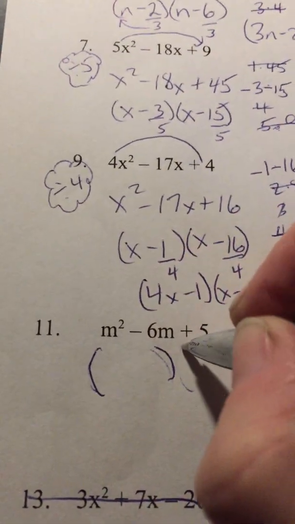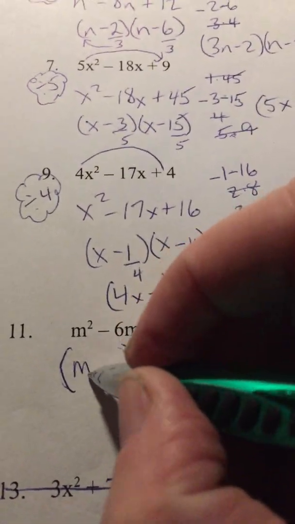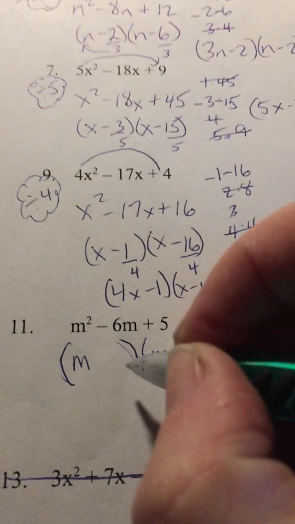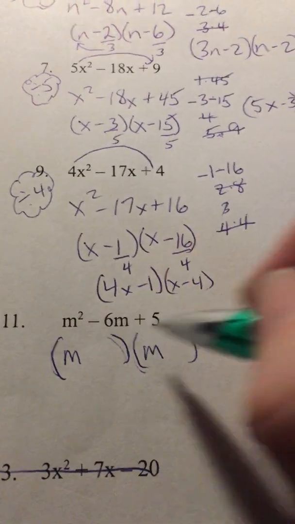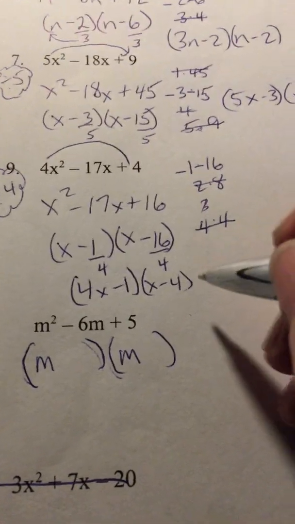So we can go straight to finding the two binomials that multiply together to give us this. So this is going to be an M and that will be an M. These two numbers multiplied together to give you a 5. So when you get one of these to factor that doesn't have a number in front of it, you should be smiling because it's much fewer steps.